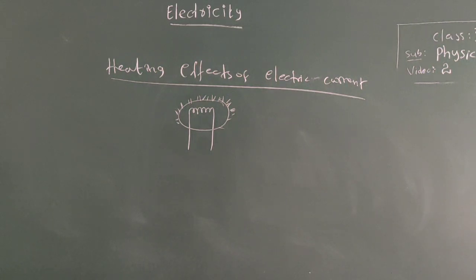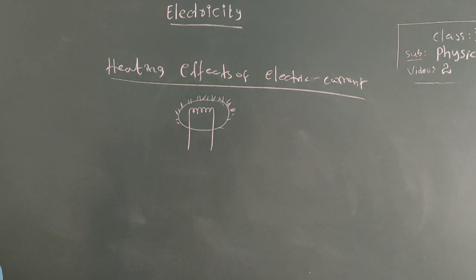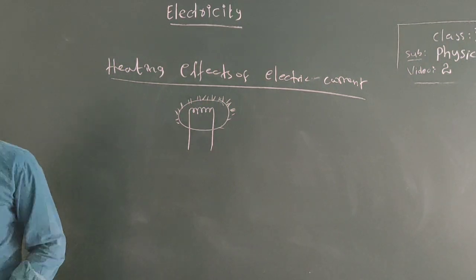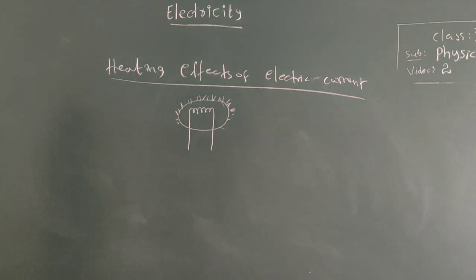You might have noticed that when these appliances are switched on, their filaments become red and give heat. The amount of heat produced in a wire depends on its material, length and thickness. Thus, for different requirements, wires of different materials, lengths and thicknesses are used.